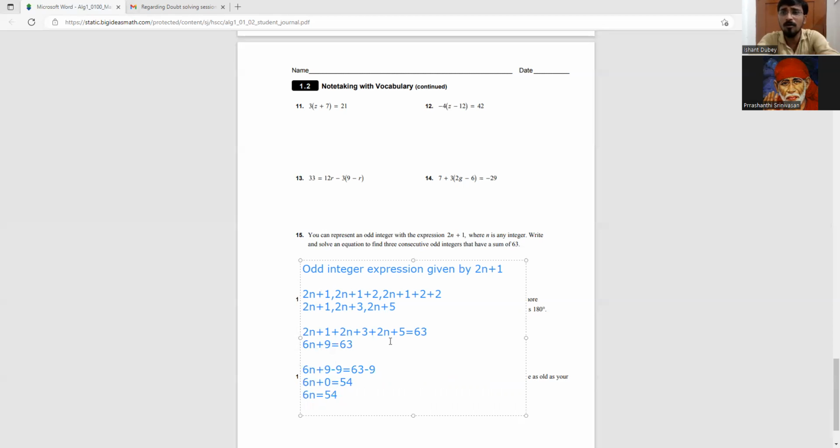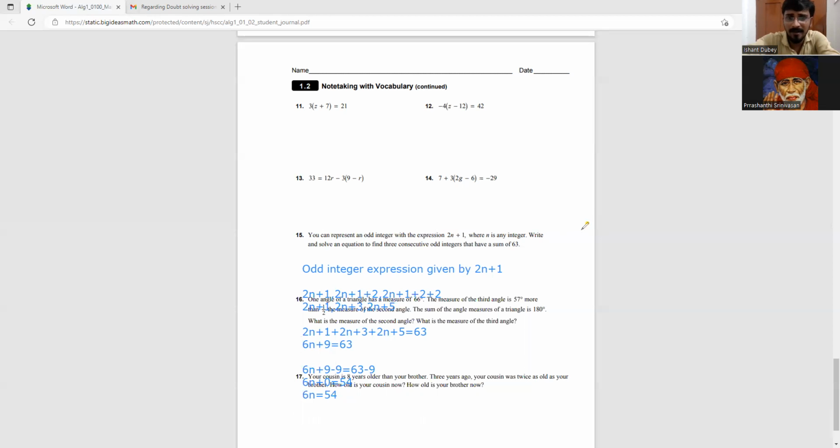Now, the next step. Yes, Prashanti, you can say. You have to divide both sides by 6. Okay. So if we divide both sides by 6, let me write it with the stencil. I will be getting 6n divided by 6 equals 54 divided by 6. Since the left hand side is divided by 6, the right hand side also has to be divided by 6.